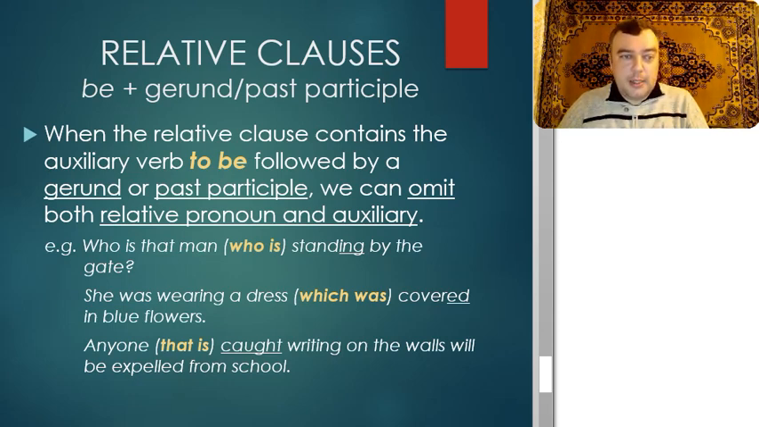And the last example is: anyone that is caught writing on the walls will be expelled from school. So the relative pronoun that is followed by the verb to be in its present tense, is. Caught is the past participle form of the verb to catch. It is irregular. So this is again the case when it's possible to omit the relative pronoun and the verb to be. Anyone caught writing on the walls will be expelled from school. So this version is also correct.